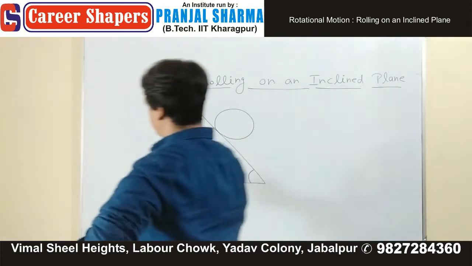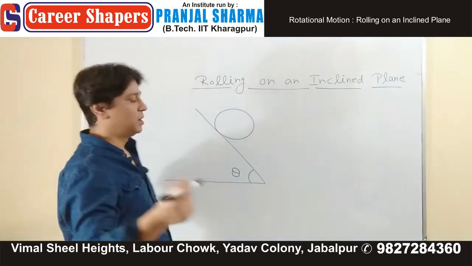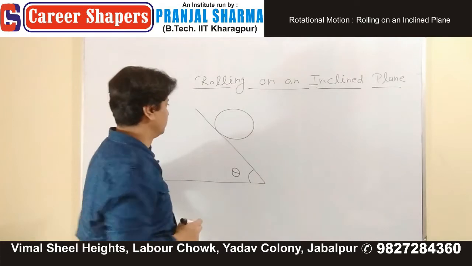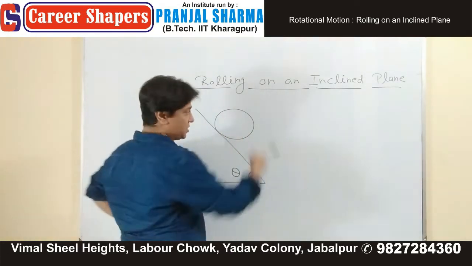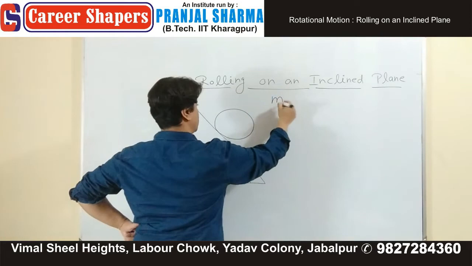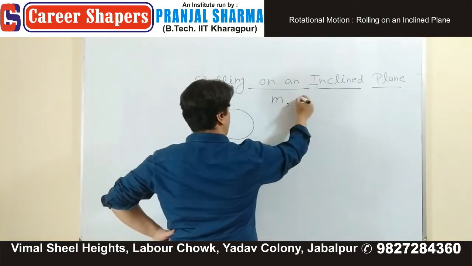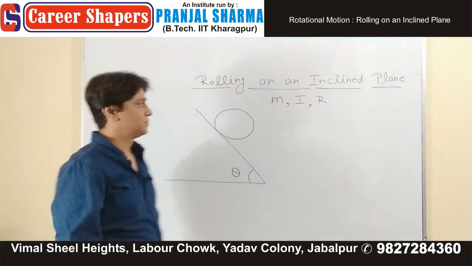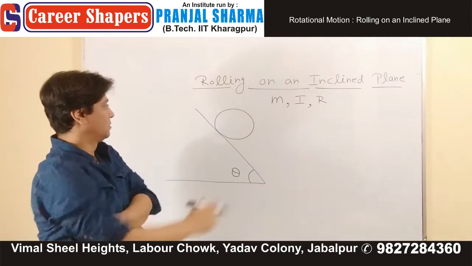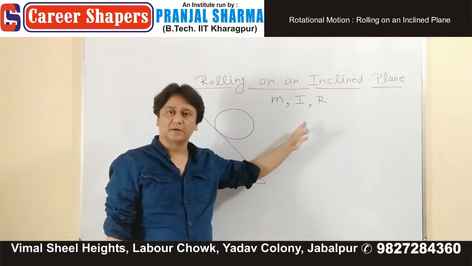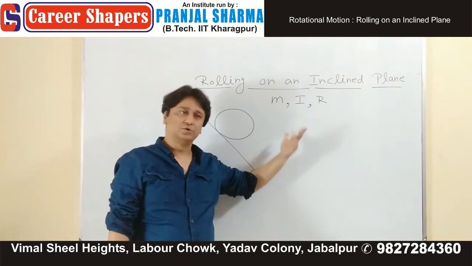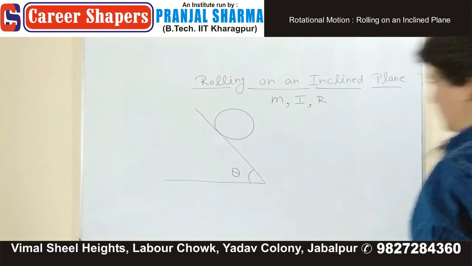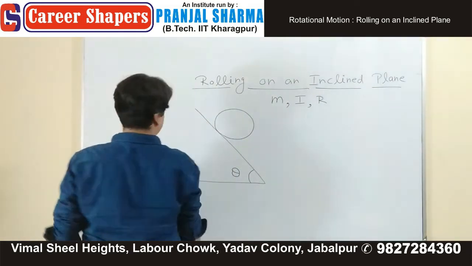It can be a ring, disc, solid cylinder, hollow cylinder, sphere, solid hollow, anything which can roll. And therefore, these are the things which we always provide: mass, moment of inertia I, radius r. If it's a ring, we'll use I as mr square. If it is a disk, we'll be using I as mr square by 2. And similarly, you can use values for other objects.